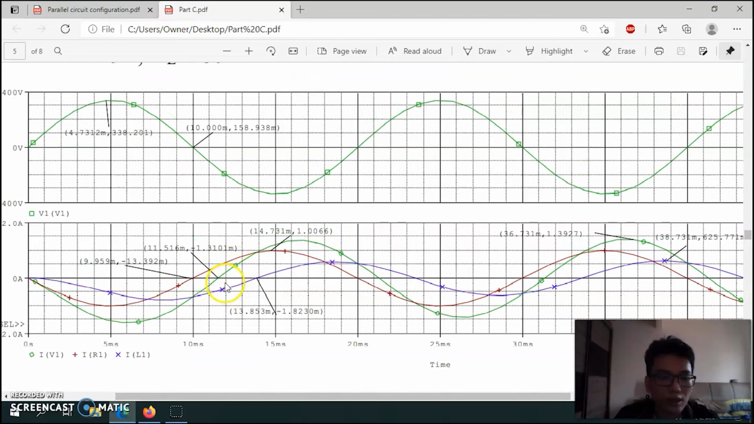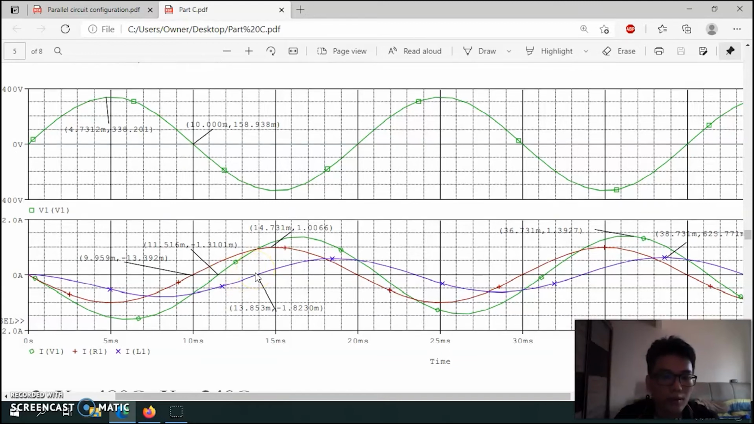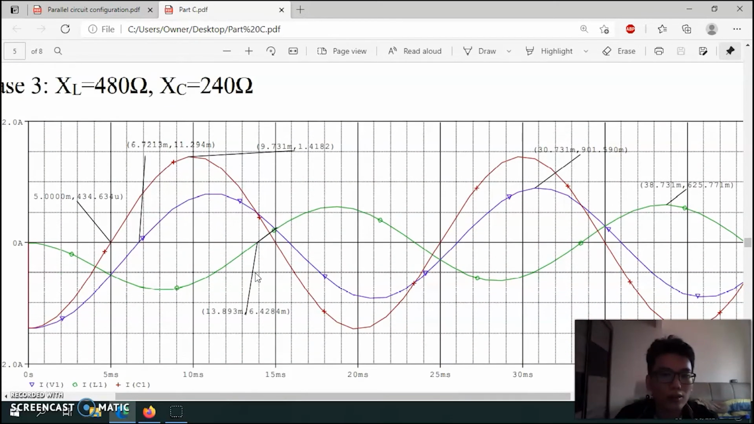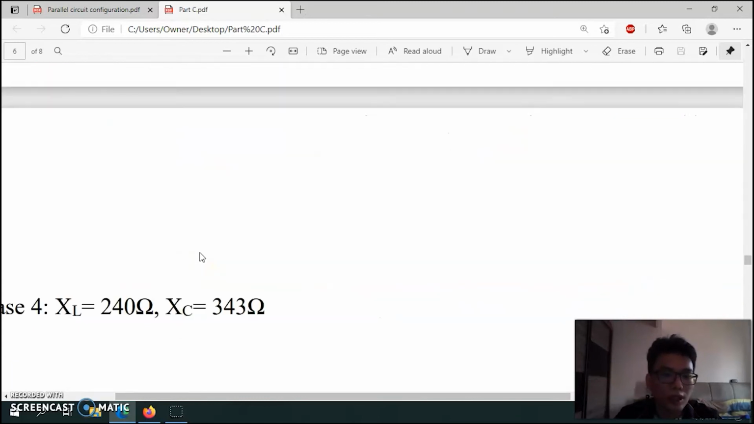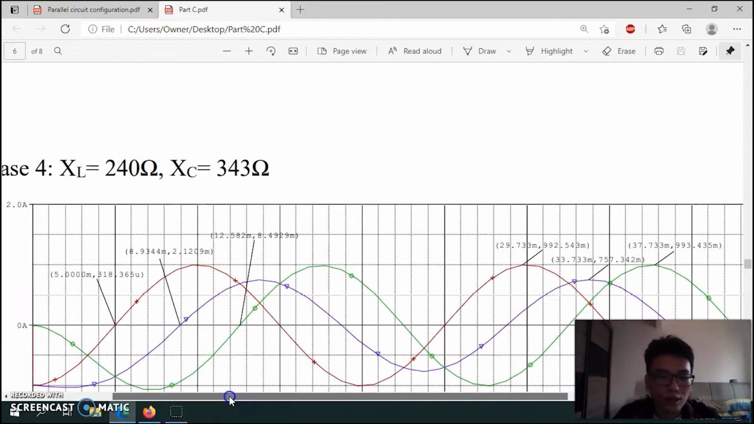You can see that the inductor current, the blue line, is on the right side, and the green one, the overall current, is also on the right side, which means it's lagging. For L and C it is almost the same thing. You can see that the red line, the capacitor current, is on the left side, and the inductor current is on the right side. Then the overall current will be in the center of both. And for case 4, also the same.